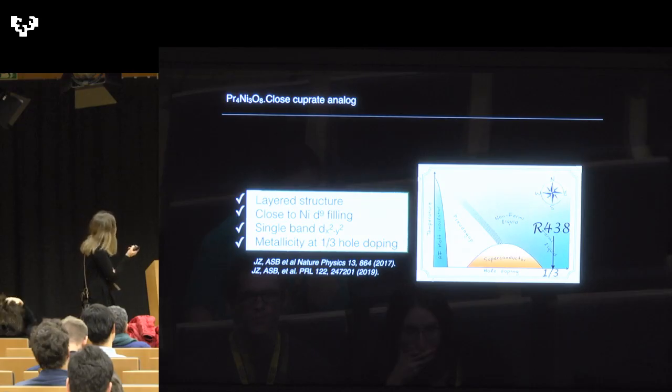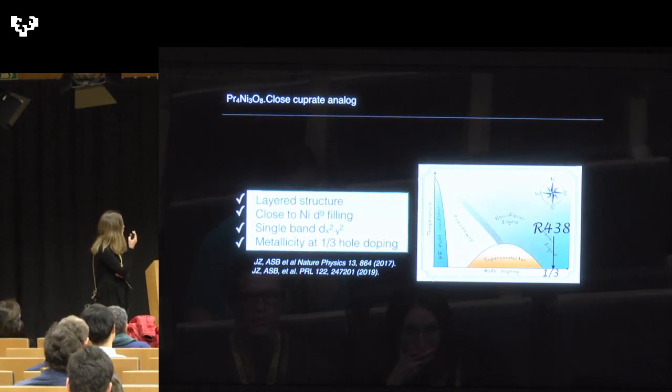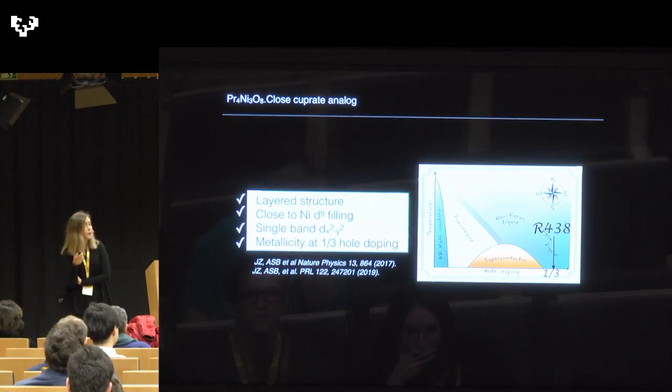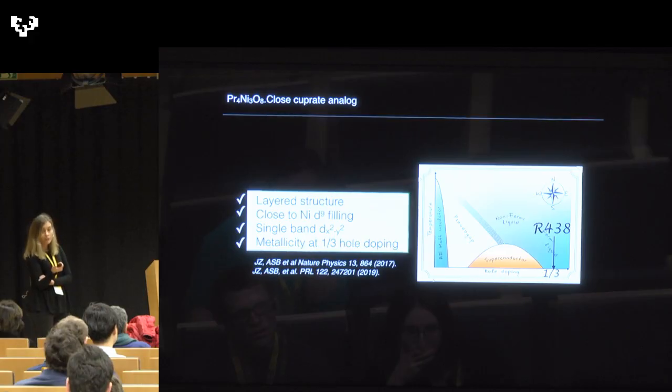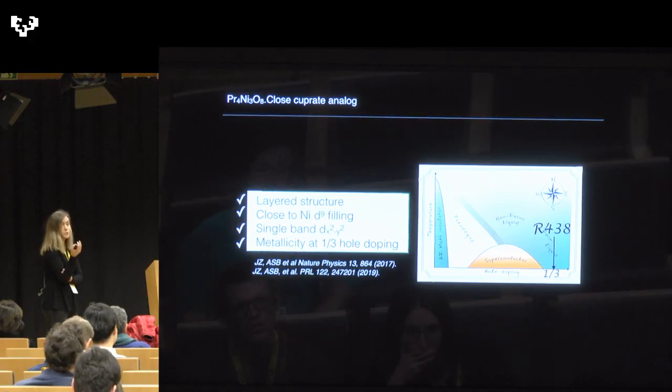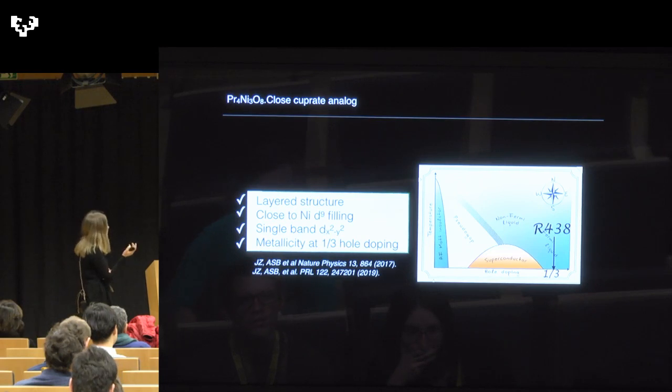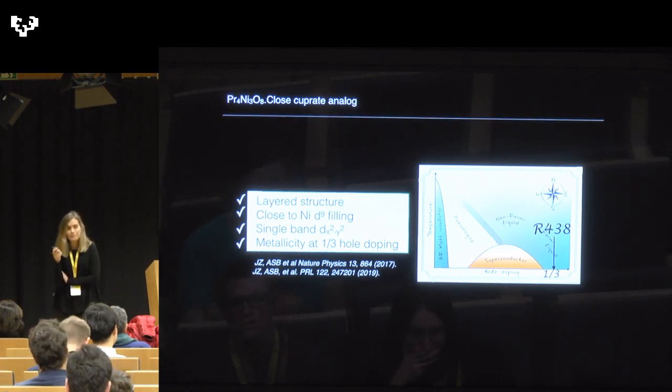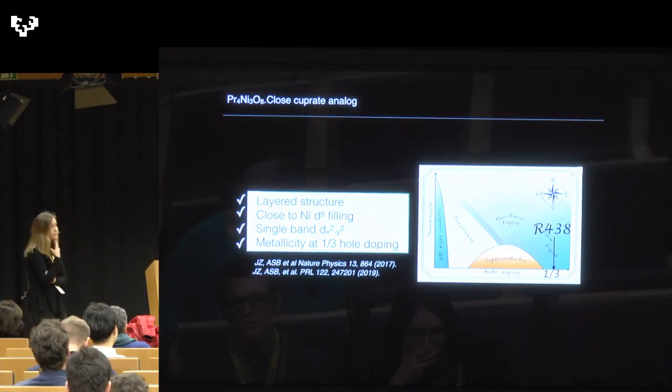So this looked great. We had found a material that is a very, very close cuprate analog, in that it has a layer structure. It is very close to D9 filling. It has the involvement of a single band of the x squared minus y squared character, and finally, metallicity at 1/3 hole doping, as we wanted. Now, okay, this is good, but ideally you don't want to be finding a metal, I guess. You want to be finding a superconductor.